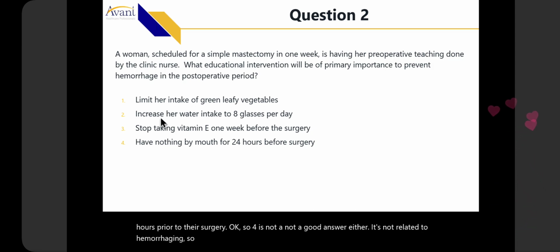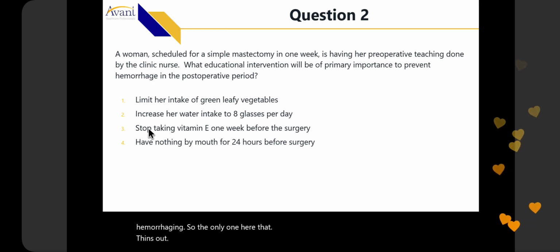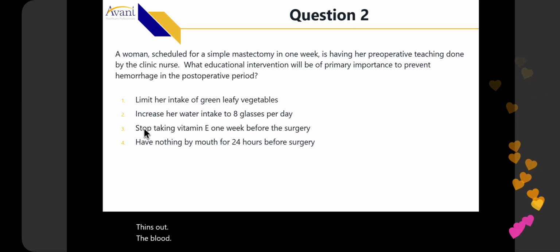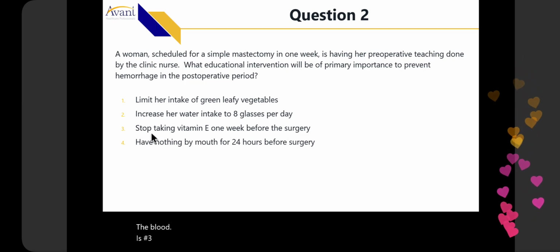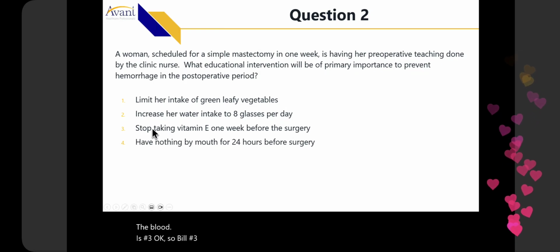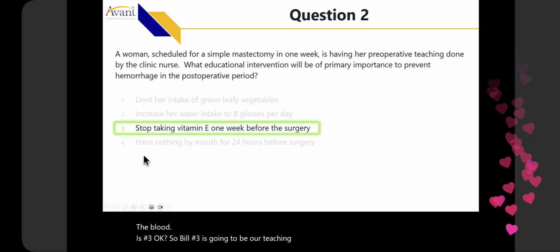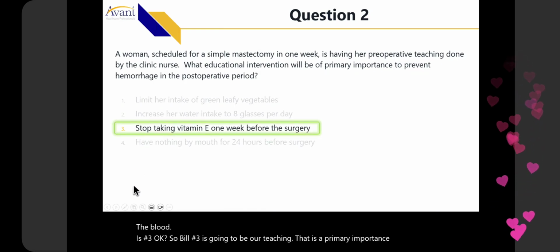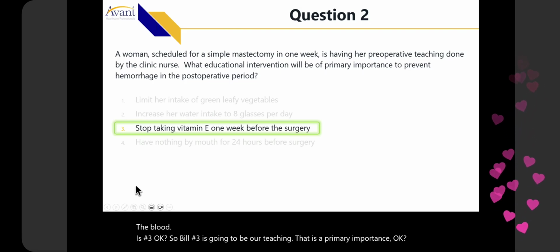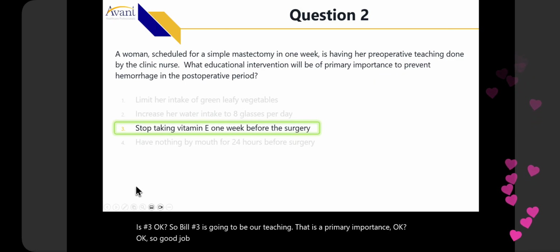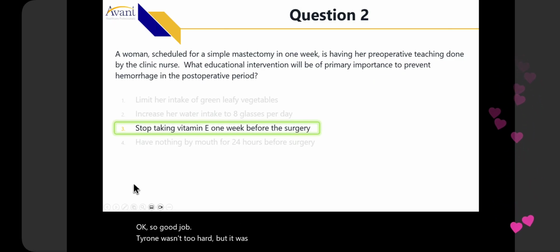So the only one here that thins out the blood is number 3. Okay, so number 3 is going to be our teaching that is of primary importance. Okay. So good job. That one wasn't too hard, but it was a little harder than the first one we did.